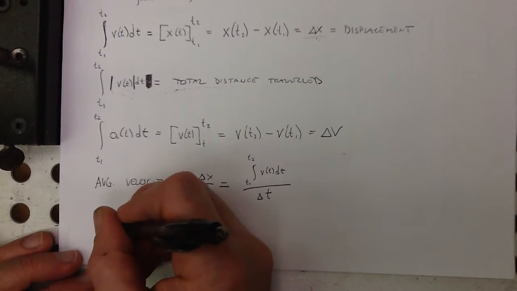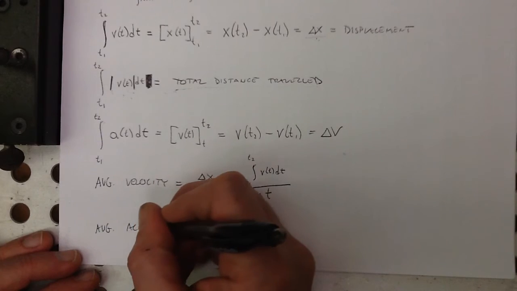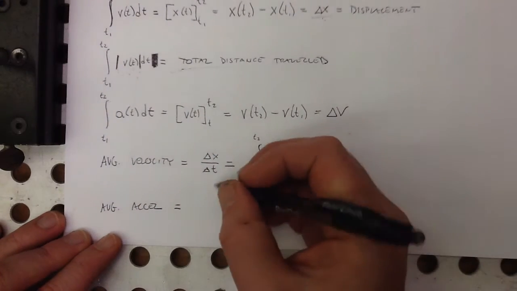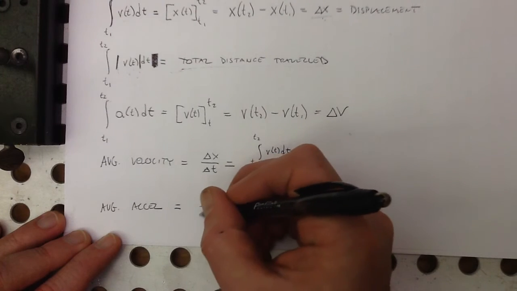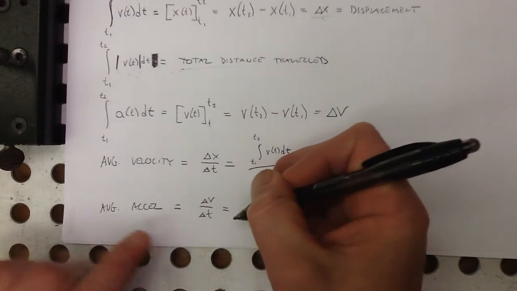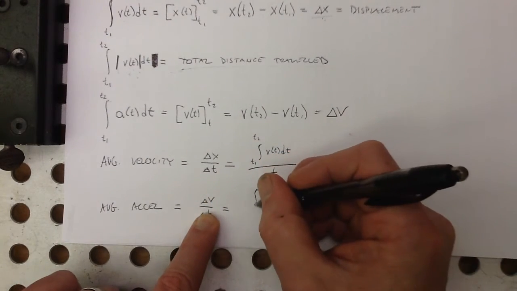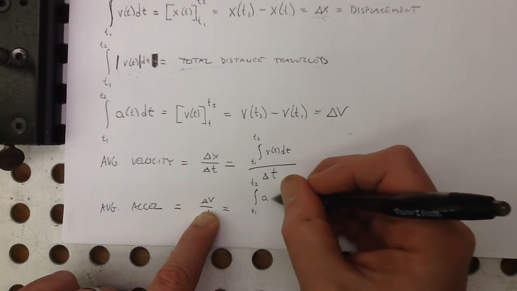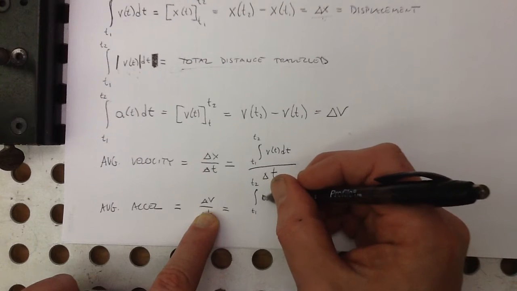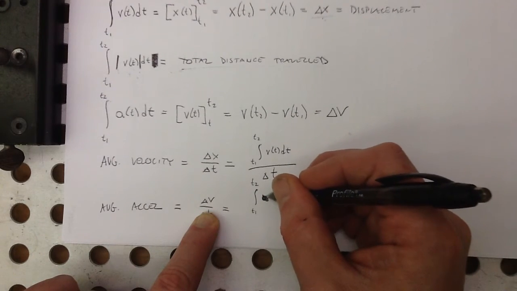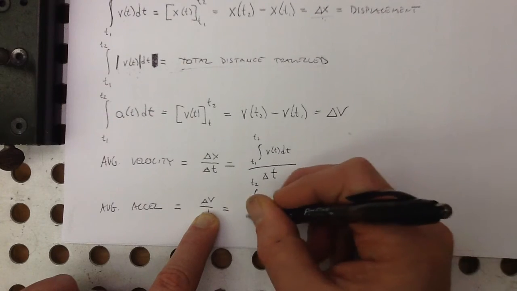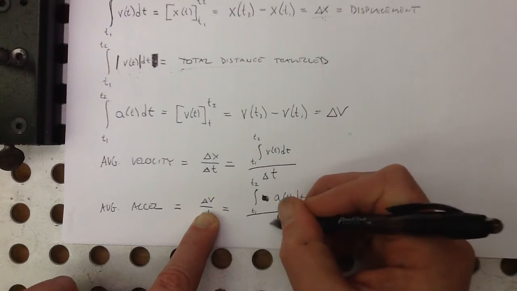And average acceleration is equal to change in velocity over change in time. And change in velocity, well, that's the integral from time 1 to time 2 of acceleration over the time interval.